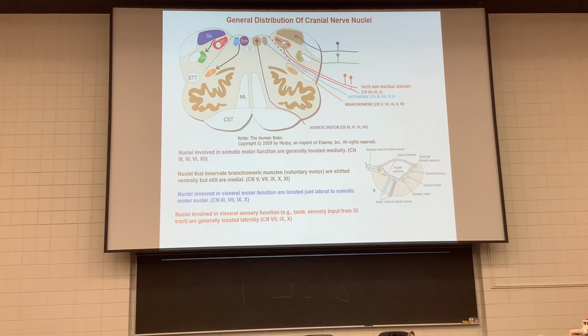Visceral sensory. The only visceral sensory we're going to talk about is taste. A lot of the books will consider that a special sensory, but they'll consider it visceral because it's involved in feeding and eating. And we know that cranial nerve 7 carries taste from the anterior part of the tongue, 9 from the posterior, and 10 from the epiglottis.